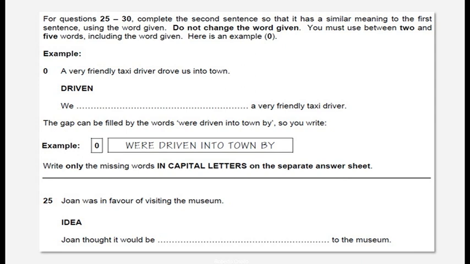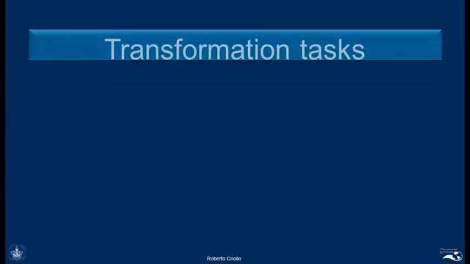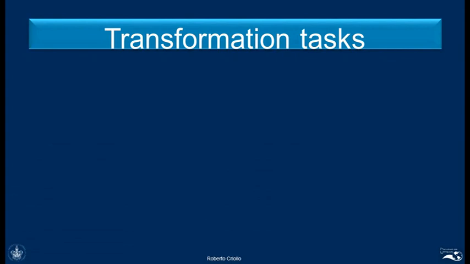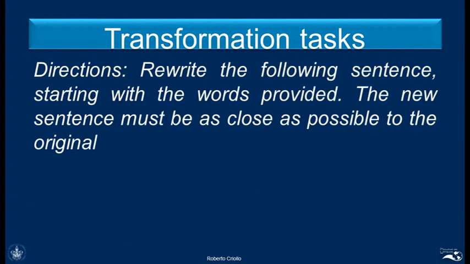So if you see in this case, we change the sentence from active to passive. We transform the sentence. These kind of items are very commonly used for all of the Cambridge series from B1 to C2. It goes without saying that transformation tasks may be very difficult for test takers. Here's another example to illustrate this.